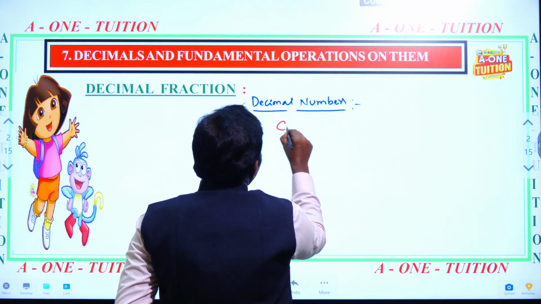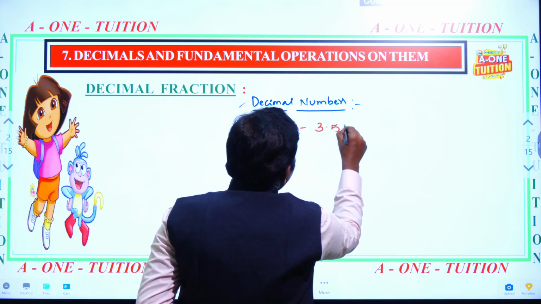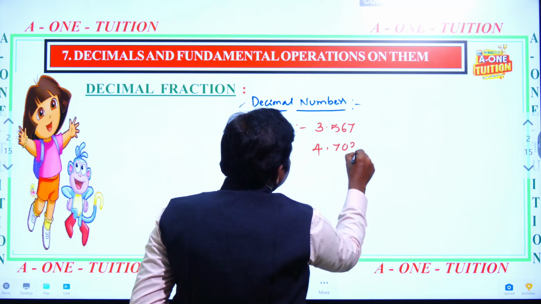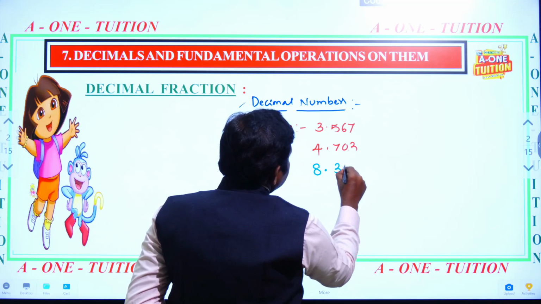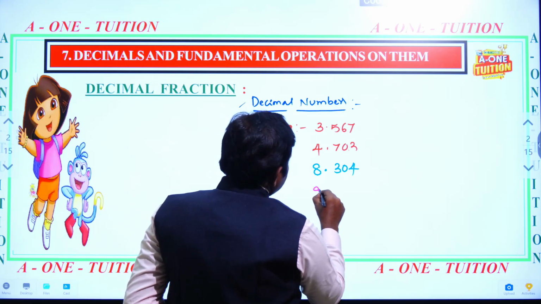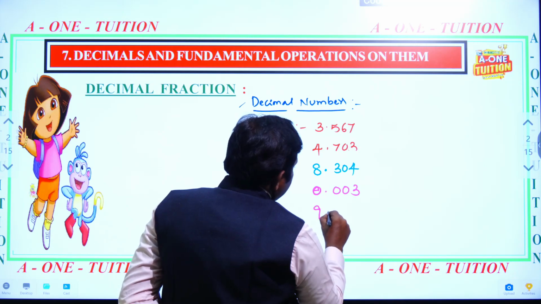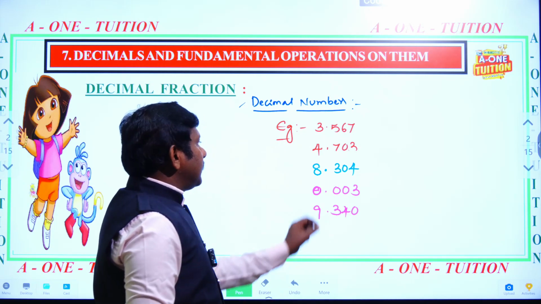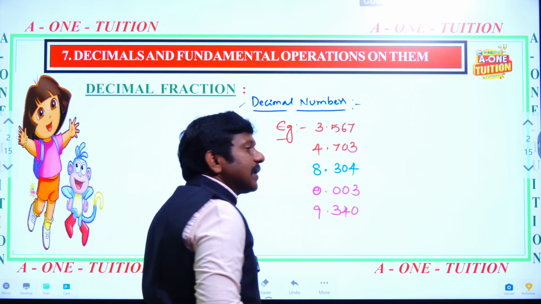Let us see examples. 3.567, next one 4.703, next one 8.304, next 0.003, 9.340. Then here, how can we identify whether the given numbers are decimal numbers or not?